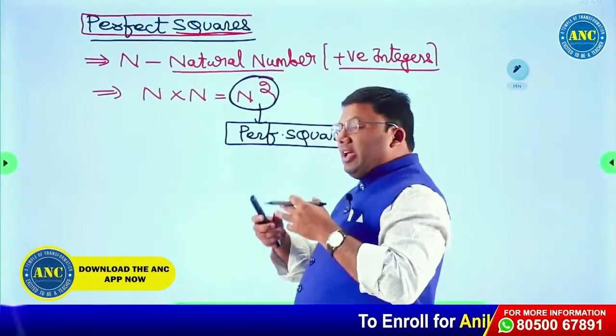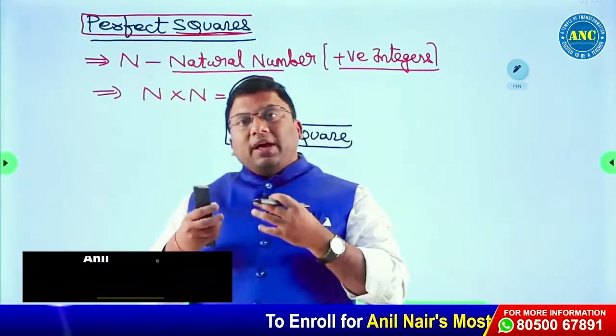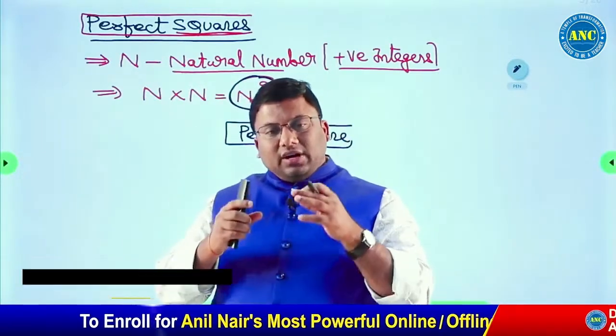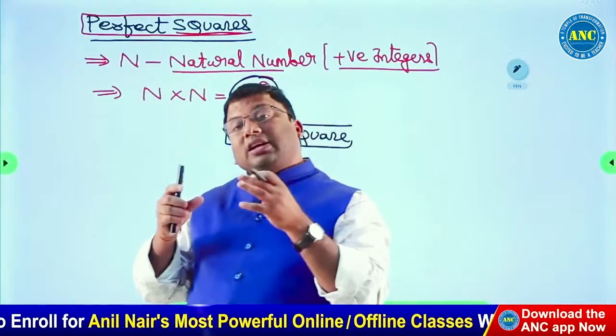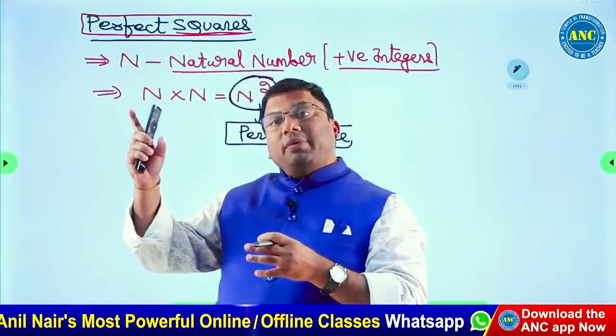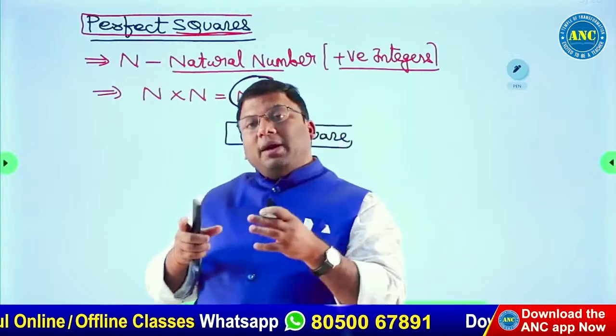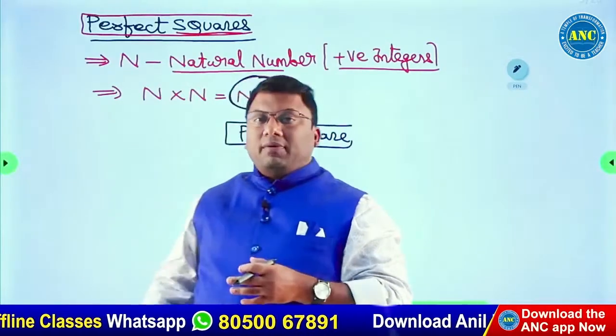Now if I take k, multiply by k, I will get k square. k square is a perfect square. So k power 1 is multiplied with k power 1, it will become k power 2. If I take p cube, multiply by p cube, I will get p power 6.